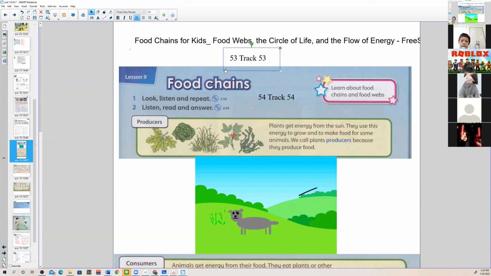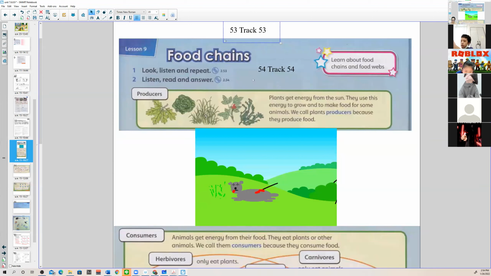Producers. Okay, producers. Can you say it? Producers. Consumers. Consumer. Right, consumers. Herbivores. Herbivore. Herbivores. Okay. Omnivores. Carnivores. Carnivore. Good. Right, so now we're going to listen and then read through it.